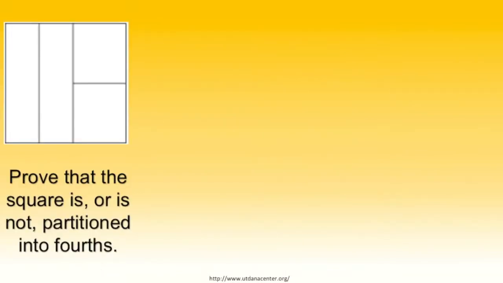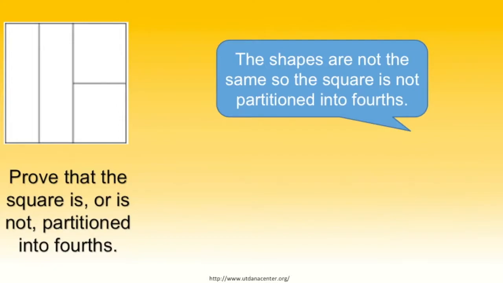Many, perhaps most students, may quickly say, no, the square is not partitioned into fourths. Those pieces are not equal. They will stop after this assertion. They will need reminding that they are expected to prove it. This is where the misconception first reveals itself. Many of these students will say the shapes are not the same, so the square is not partitioned into fourths.